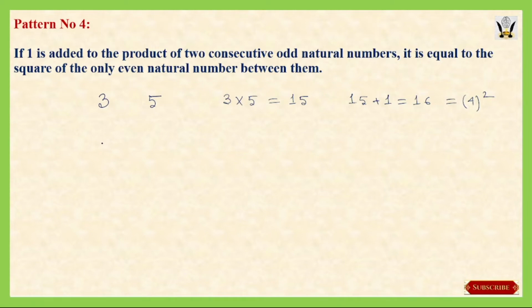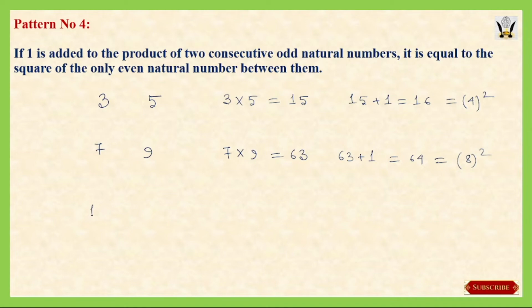Now if we choose, suppose 7 and 9. This is one odd natural number, the next odd natural number. Now if we multiply them, 7 multiplied by 9, it will be 63. And 63 plus 1, it will be 64. 64 is what? It is a perfect square number, and it is square of 8. And 8 lies where? 8 is in between 7 and 9. So 8 is the only even number which lies between 7 and 9, these two consecutive odd natural numbers.